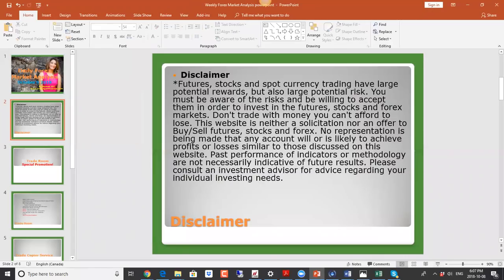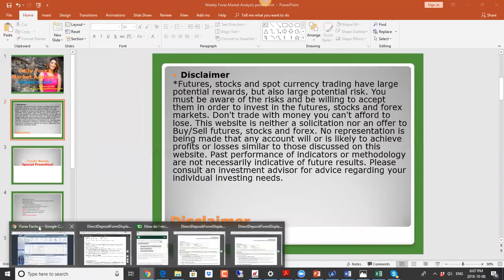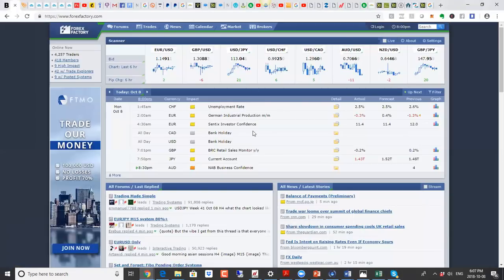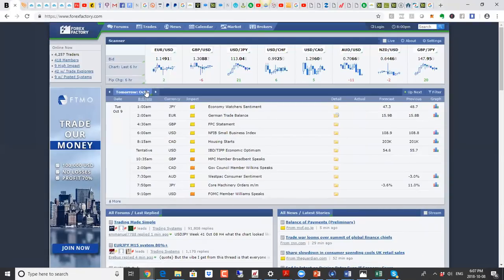All right, so we'll start off by taking a look at our calendar here as usual. We have today a bank holiday for both Canada and the US. Coming up here on Tuesday, no red news. We do have the German trade balance number here. We have MPC members speaking. But other than that, this Westpac consumer sentiment number can be important for Australian dollar here. Other than that, nothing that really is critical at this point.